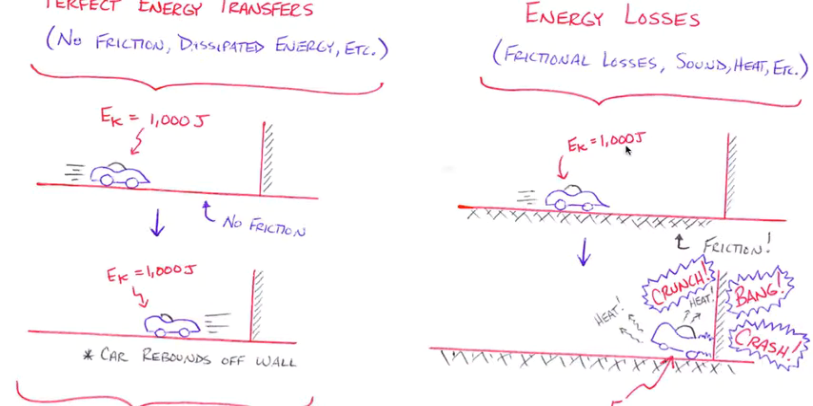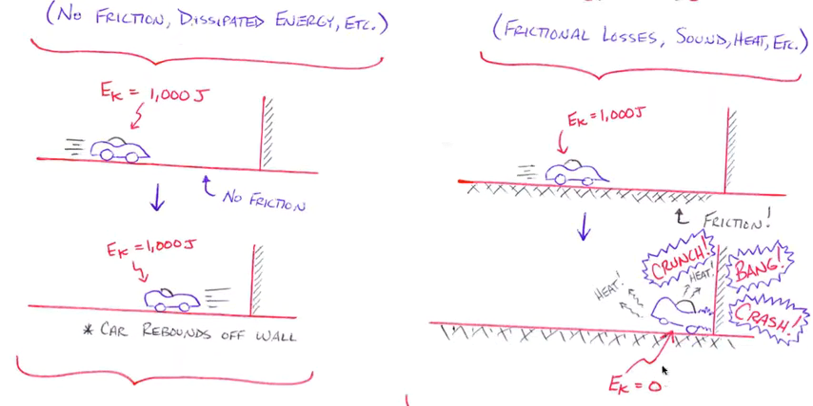Now, in the real world situation, you started out with 1,000 joules, but when this car slams into this wall, you're going to have all sorts of noise. You're going to have some heat being produced. And all that heat and noise, that sound energy, has to come from somewhere. And that had to come from the kinetic energy.